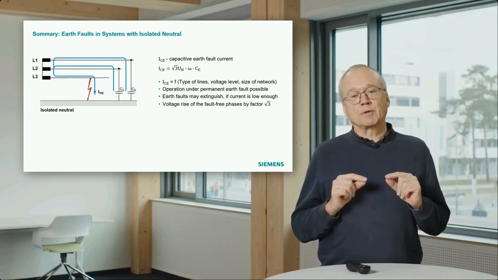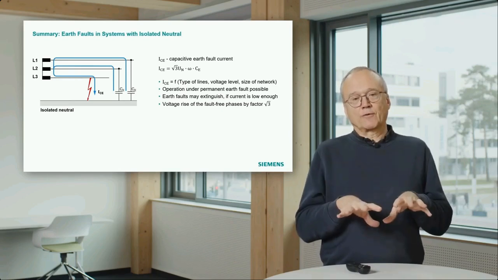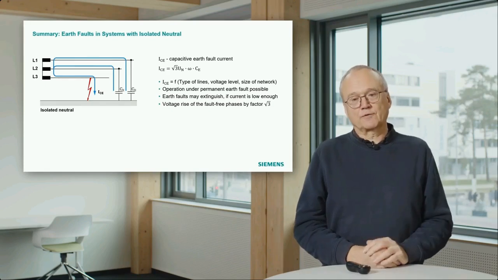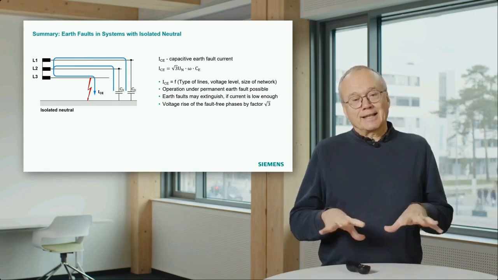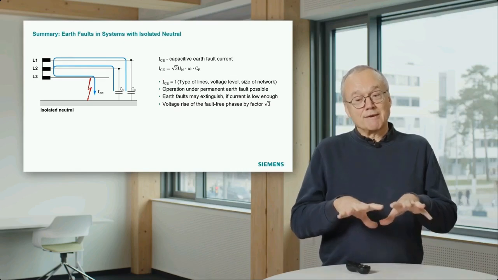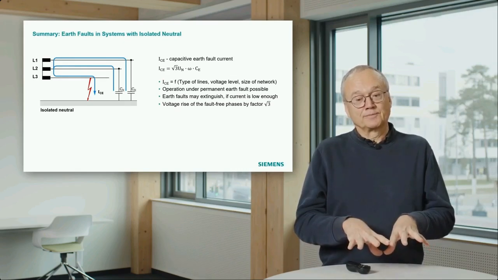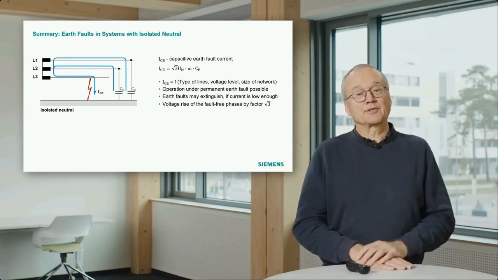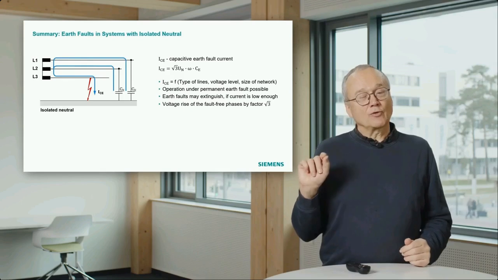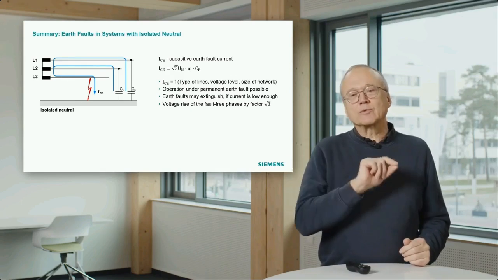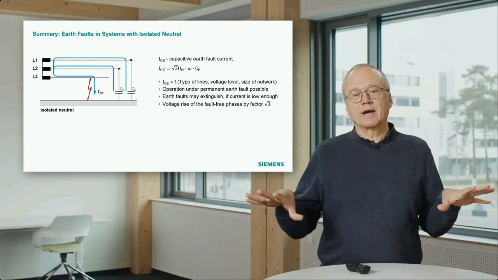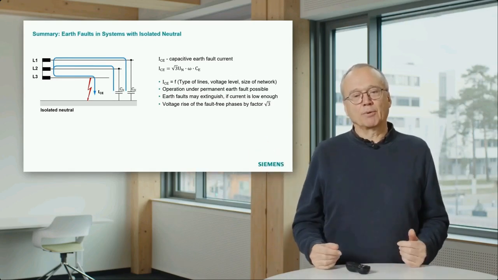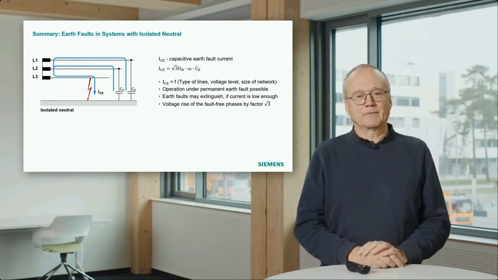What we also should keep in mind, in case of an earth fault, we have a voltage rise in the two other phases by the factor of square root of 3. And that also means if you have this earth fault condition, earth fault current flowing, the voltage in the two other phases rises. And that of course also means if you have any weak points in the system somewhere, you may get a flash over in another point and then you run a bit into trouble.